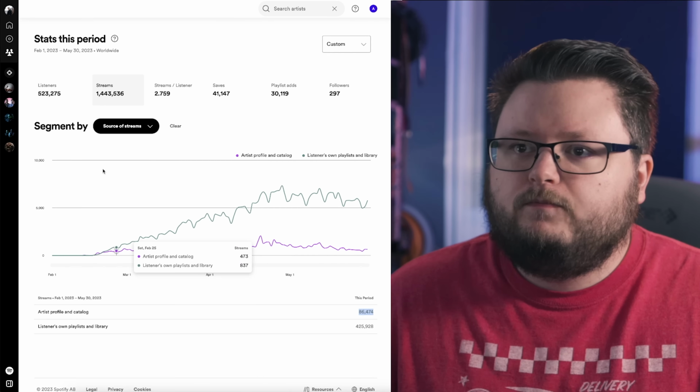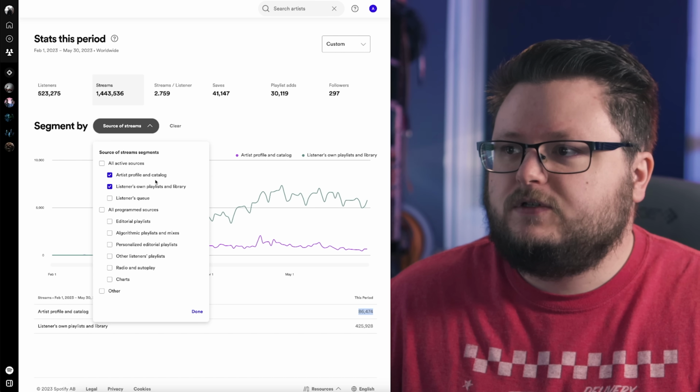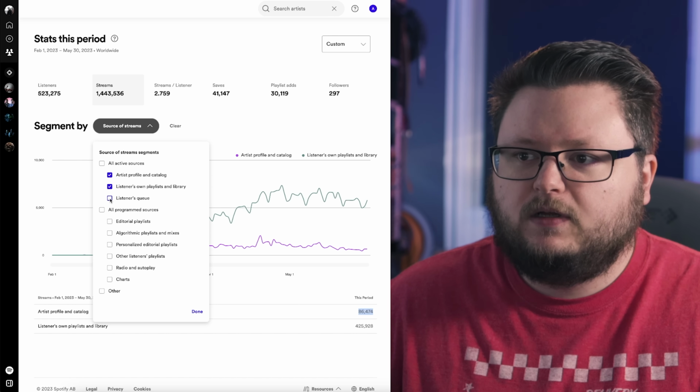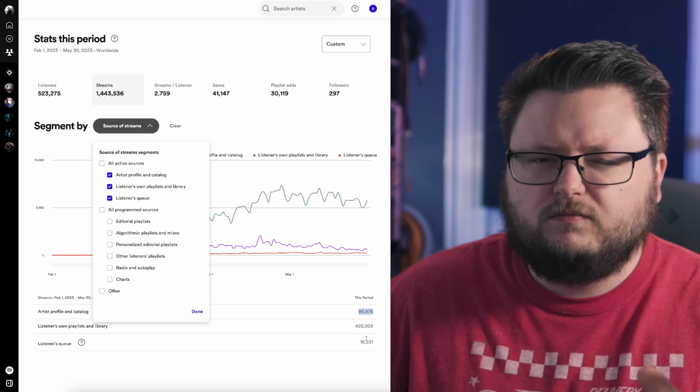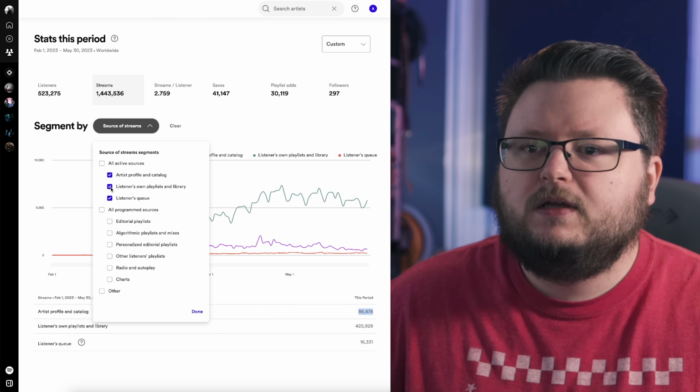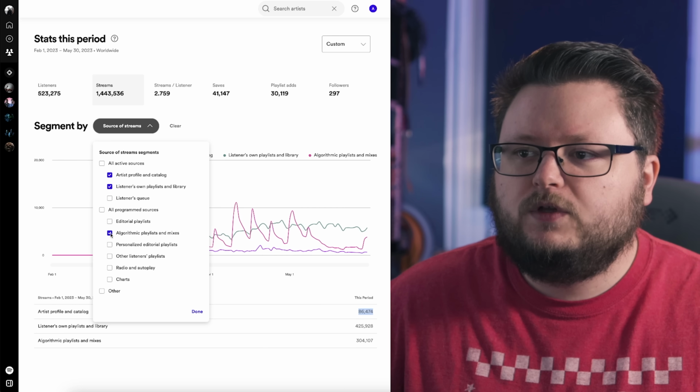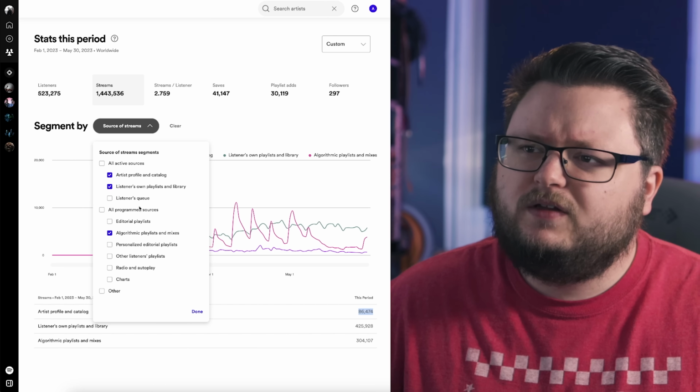So that's one thing. But if I go back up here, and I might have to start turning stuff off, otherwise it's getting kind of messy. There is listeners queue, which is somehow related, but it's a lot smaller. So that could be either of these categories. If I turn that off, though, and add algorithmic, and I will turn off listener's own playlist and library, and I'll leave it there just for comparison.